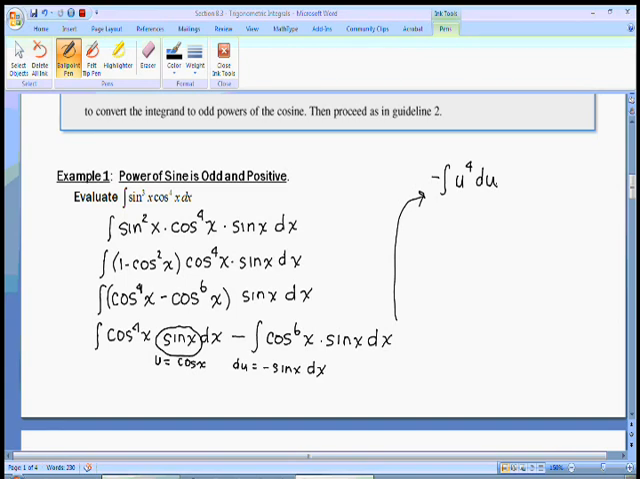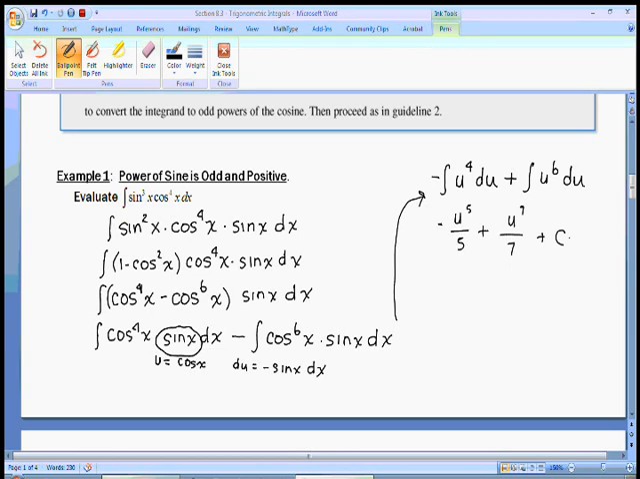Now, the same thing is going to happen for the second integral, in that this negative sign is going to take hold of the negative that's already out in front, so I would now be adding the integral of u to the 6th with respect to u. And as you can see, you've got two very simple integrals here to take care of that are now written in terms of u. So we'll take those two, and that's our result.